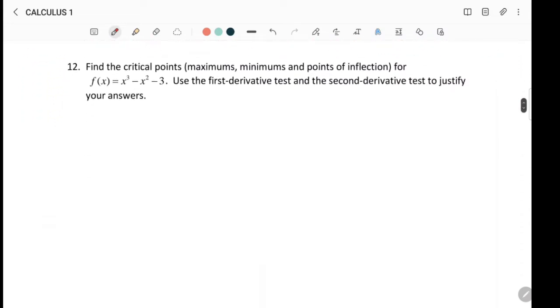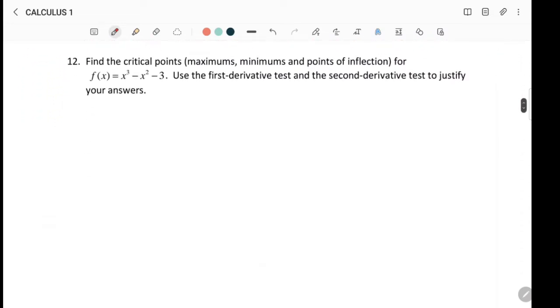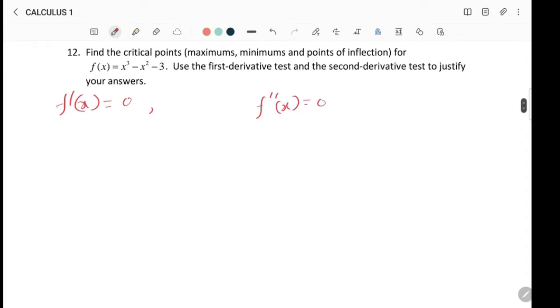Okay, now let's move to the next question. Question number 12. Find the critical points, maximum, minimum, or point of inflections for f(x). Use the first derivative test and the second derivative test to justify your answers. Okay, let's do that. For the critical point, we know that f dash x should be 0, right? And for point of inflection, we know that f double dash x should be 0. Okay, so let's find f dash x first.